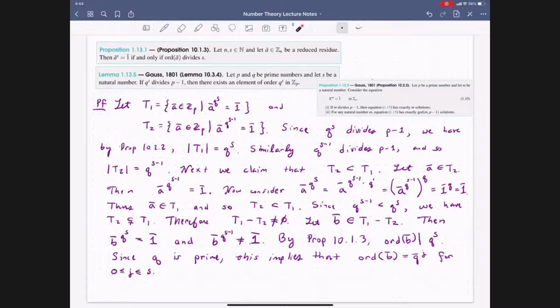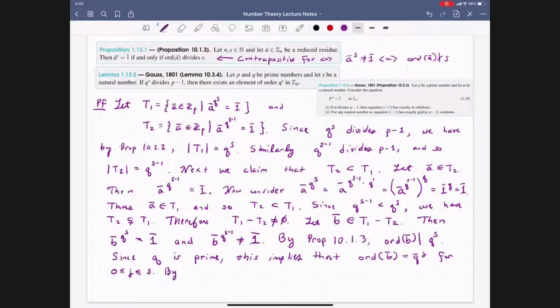Because now, if we take the contrapositive of this statement, that's negating this equivalent statement. So if we take the negation of both, so let me just write contrapositive, but the contrapositive with the equivalence of both, this is going to be that A bar to the s does not equal 1 bar if and only if the order of A bar does not divide s. So let's use this statement right here with this here.